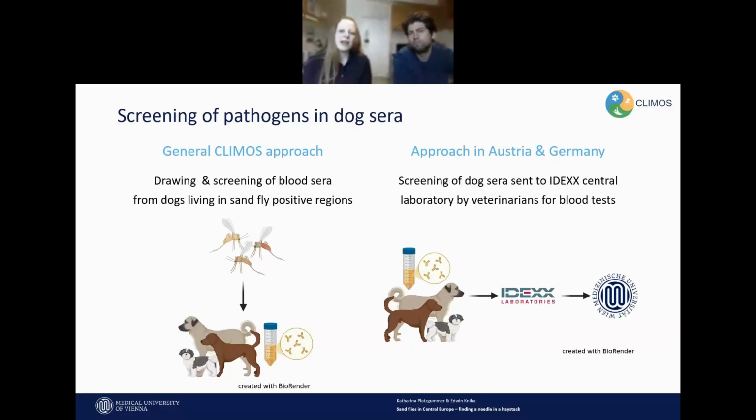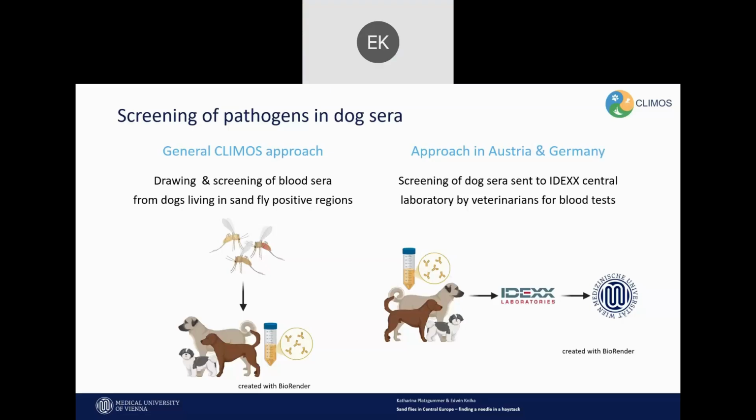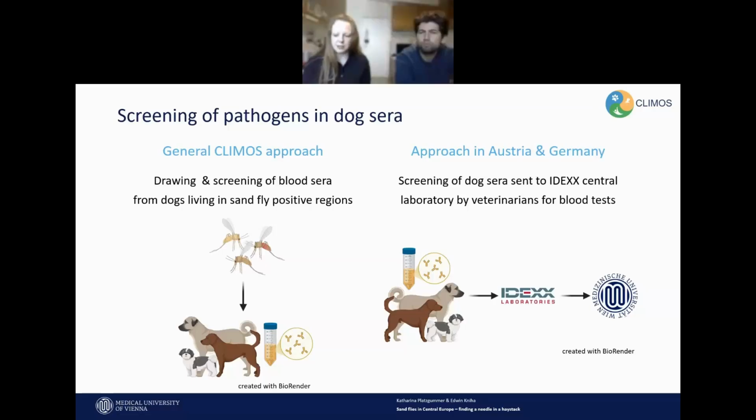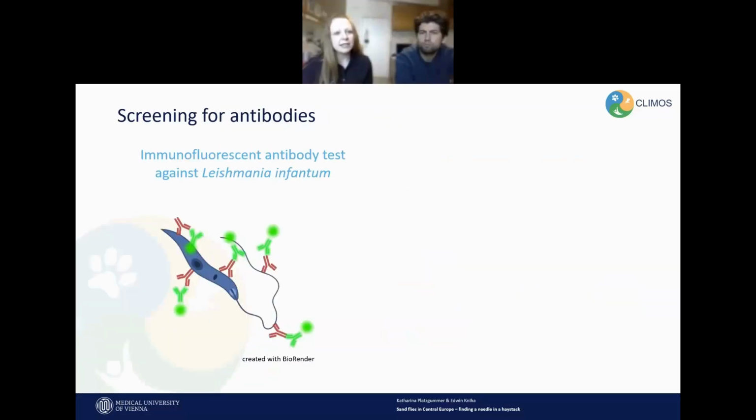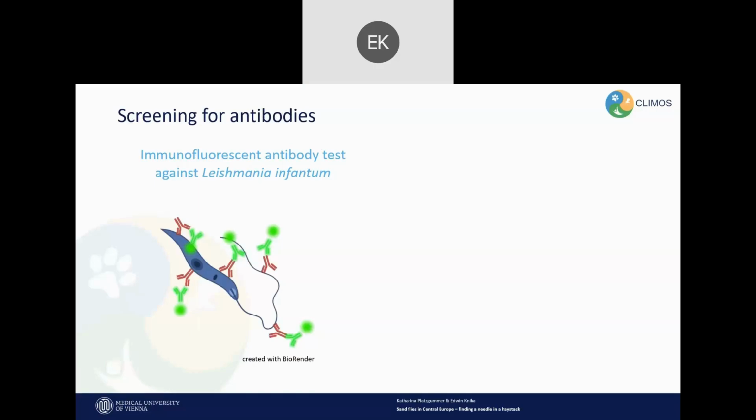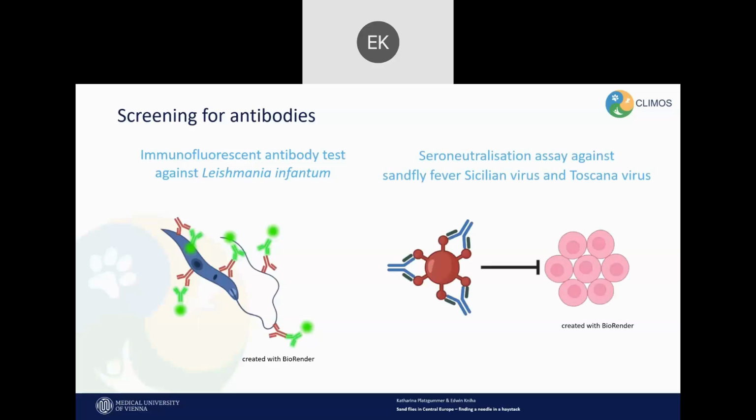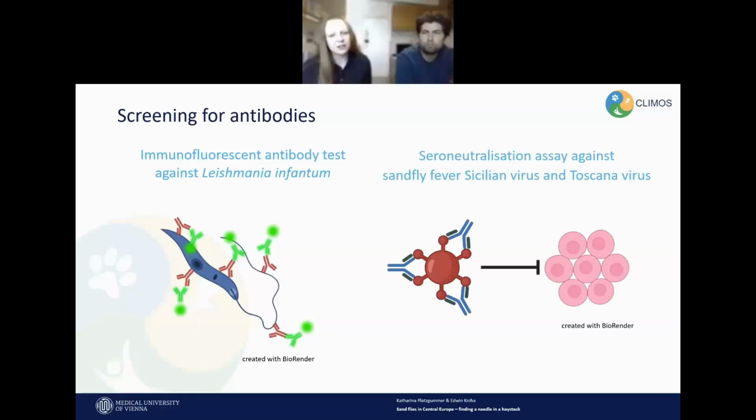They are centralized veterinary laboratories where veterinarians can send the blood of the domestic animals for blood analysis, and they were so kind as to collect a lot of dog sera for us in the last 2 seasons so that we can then screen them for leishmania and fleboviruses. How are we doing that? For the detection of Leishmania infantum, we are using an immunofluorescent antibody test against Leishmania infantum. And to screen for fleboviruses, we use seroneutralization assays against sandfly fever Sicilian virus and Toscana virus.